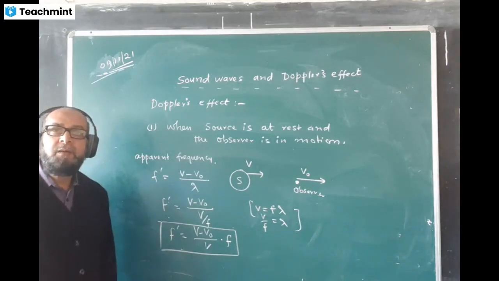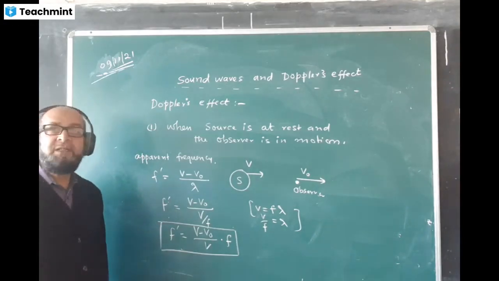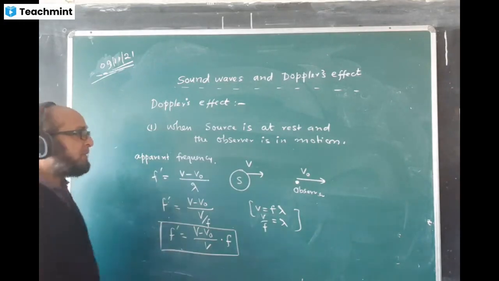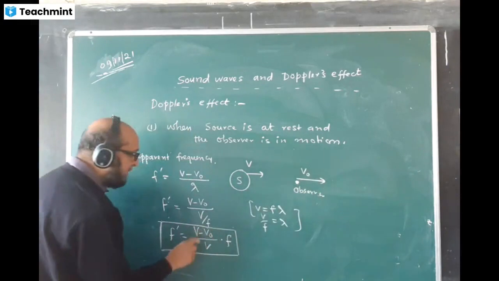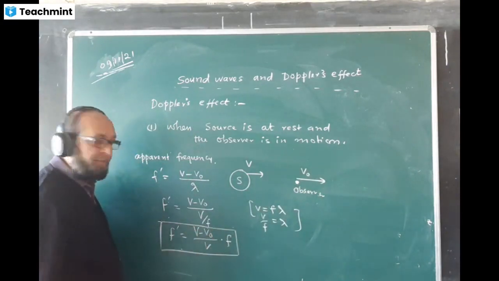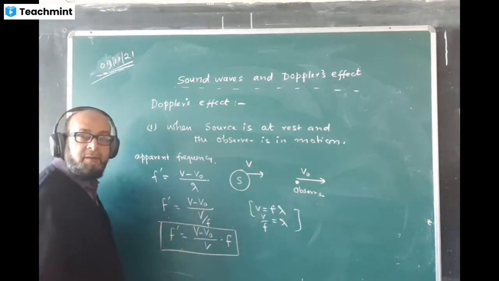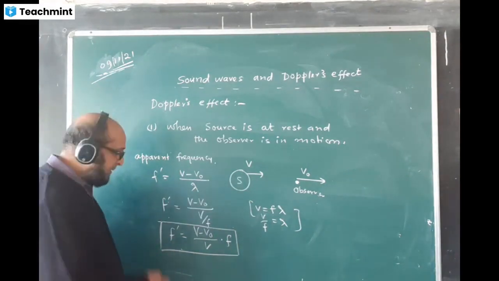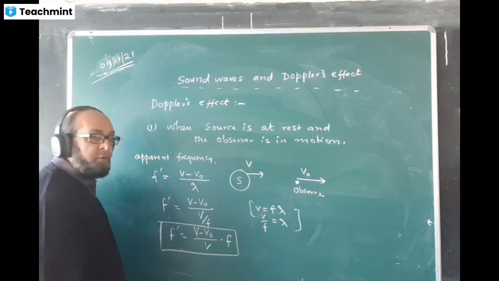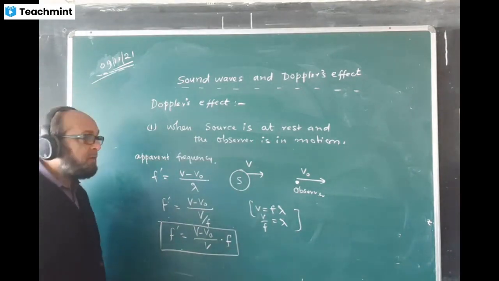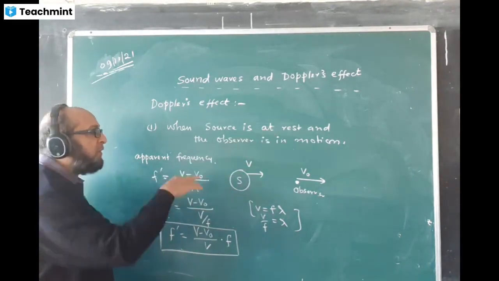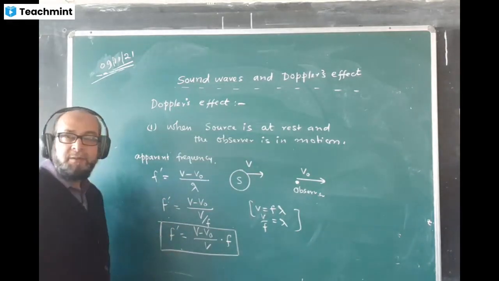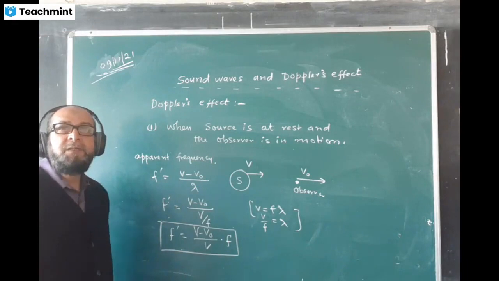When to use this formula? When source is at rest and the observer is in motion. If the observer is moving towards the source, then you have to put a plus sign. V plus V naught by V into f. If the observer is moving towards the source, that time frequency will appear to increase. And if the observer is moving away from the source, the frequency will appear to decrease. This is first case.